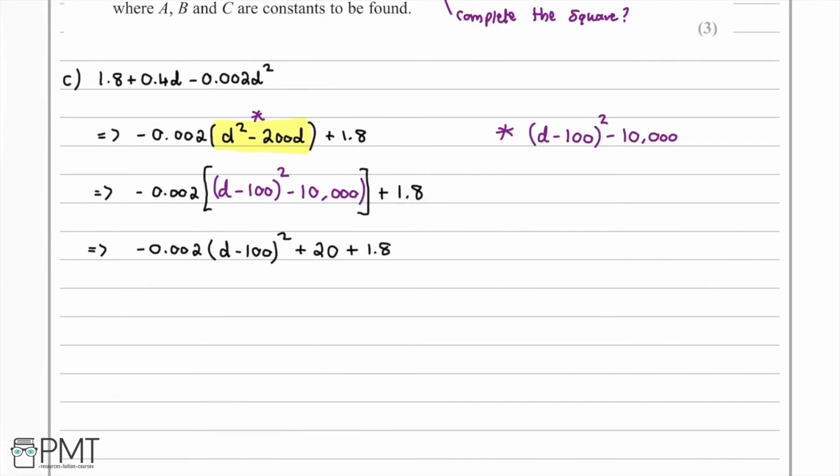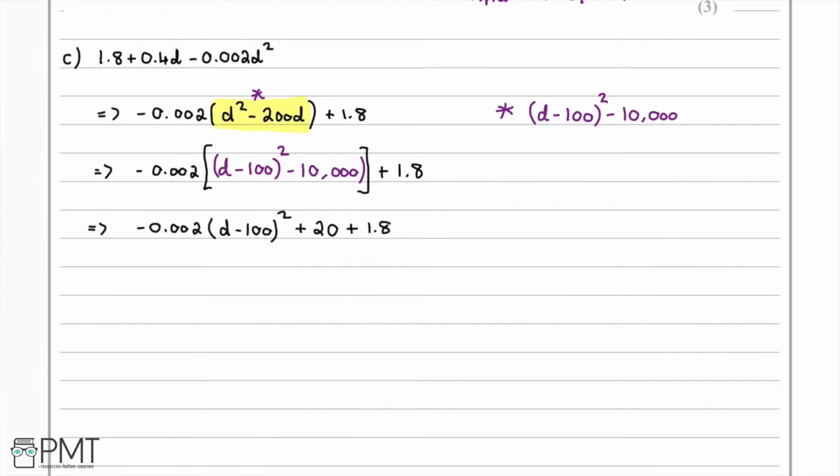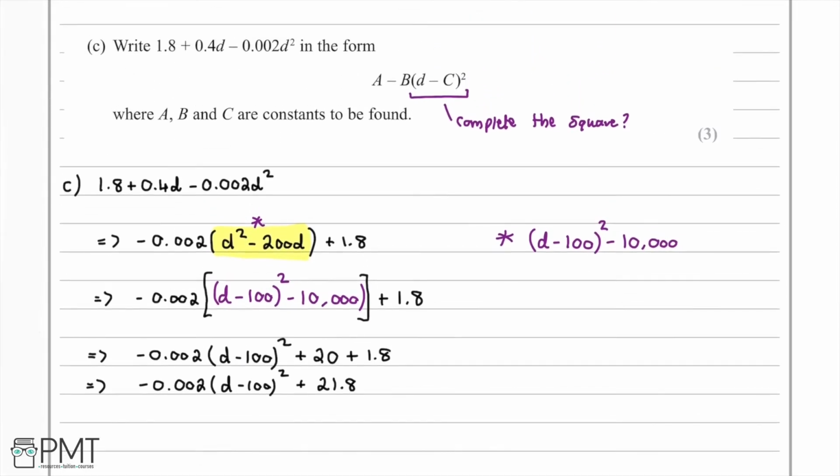So we plus 1.8. And then tidying this up, all we need to do is simplify this by combining these two terms here. So 20 add 1.8. This then leaves us with negative 0.002 lots of (d minus 100) squared plus 21.8. So therefore, looking back at our question, we have a constant a, and then we have b here multiplied by the bracket, and then we have c inside the bracket.